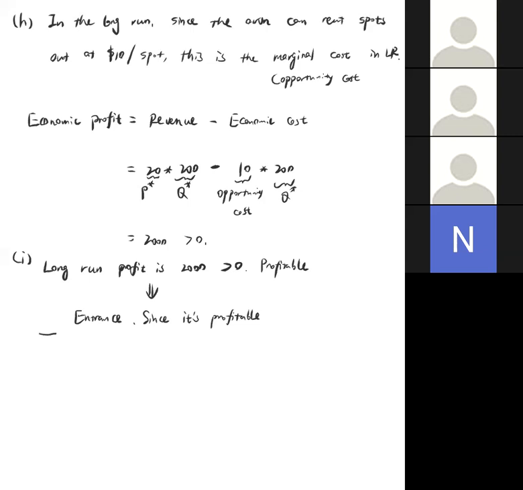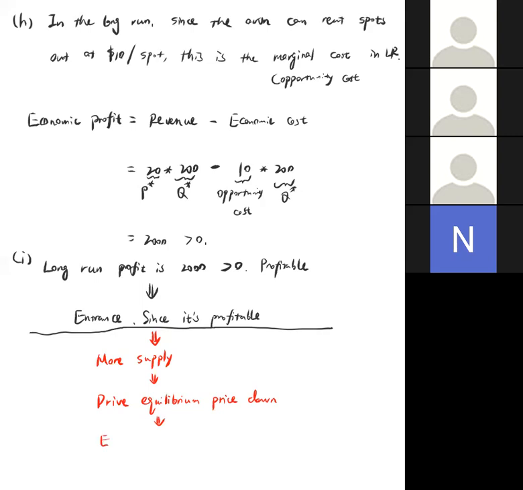So far this is the answer to this question, but I want to further explain what will happen afterwards. If more people choose to enter, that means there are more suppliers, so the supply curve will shift. And since there is more supply but the demand is fixed, the equilibrium price will be driven down. And if the equilibrium price is further driven down, that means the profit will drop.